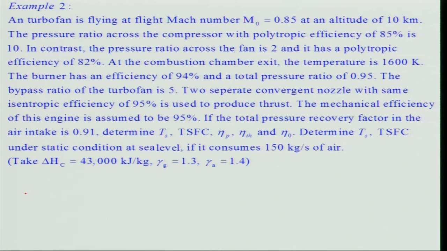In this example, we have taken two separate convergent nozzles with the same isentropic efficiency of 95% used to produce the thrust. Here the same isentropic efficiency is given for both nozzles, but it need not be, and the streams are not mixed together. There might be a turbofan engine where the streams are mixed and expanded in a single nozzle, which I have not taken here. However, you may be required to look at these cases from your side.